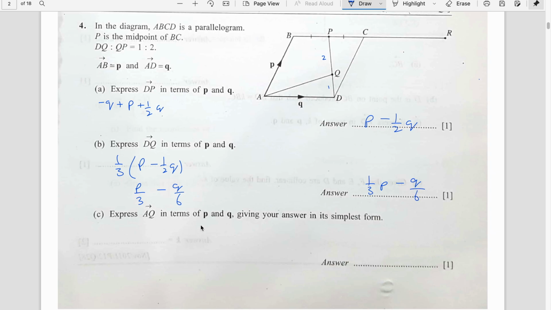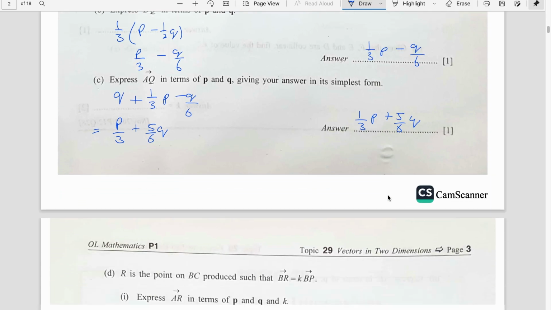Next part, express AQ in terms of P and Q. Give your answers in its simplest form. So AQ is AD plus DQ. So AD is Q and DQ is in the last part, 1 by 3 P minus Q by 6. So this is P by 3 and 1 minus 1 by 6 is plus 5 by 6 of Q. So 1 by 3 of P plus 5 by 6 of Q.